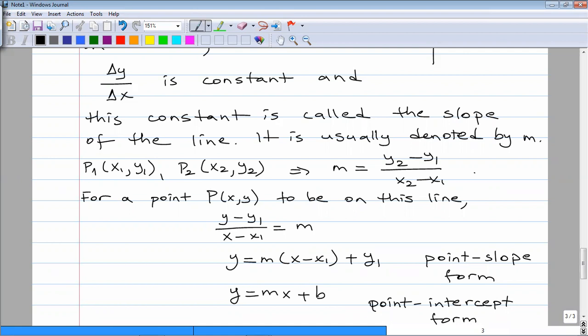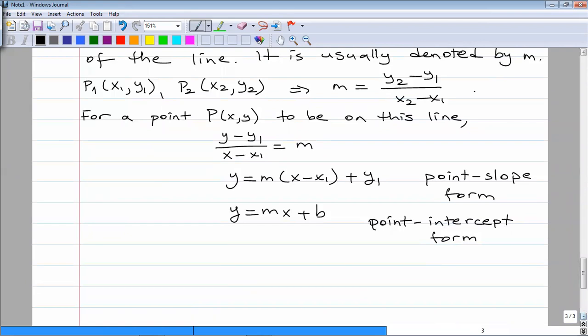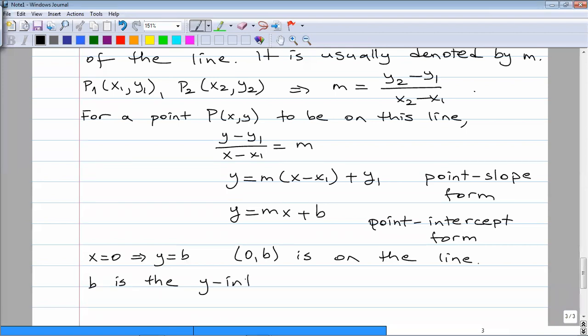Because this number b is the y-intercept of your line. When you take x equals 0, you get y equals b. So the point (0, b) is on the line. b is the y-intercept of the line.